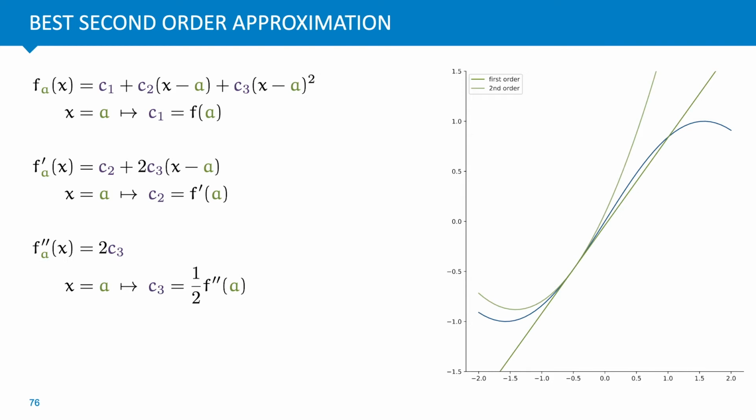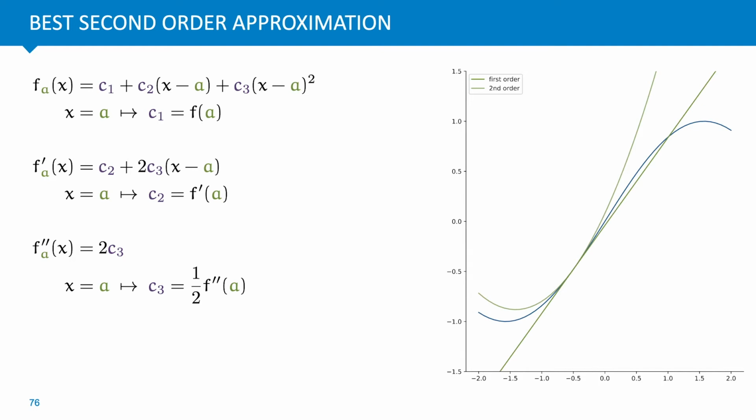And we can repeat that process. So we take the second derivative of f_a, and the only term that remains is 2 times c3. And now if we set x equal to a, we note that this function should be equal to the second derivative of f at a. So c3 should be equal to 1/2 times the second derivative of f at a.